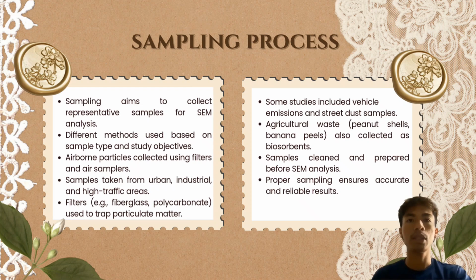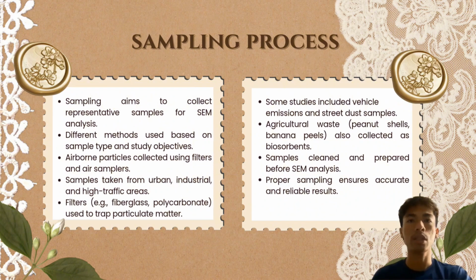Next, Liczynski et al. 2010 collected particulate matter samples from various urban environments, including high-traffic roads, residential areas, and industrial zones. Polycarbonate membrane filters with a pore size of 0.6 micrometers were used to capture airborne particles. The researchers also collected samples near vehicle exhaust emissions and street dust to identify different sources of particulate pollution.